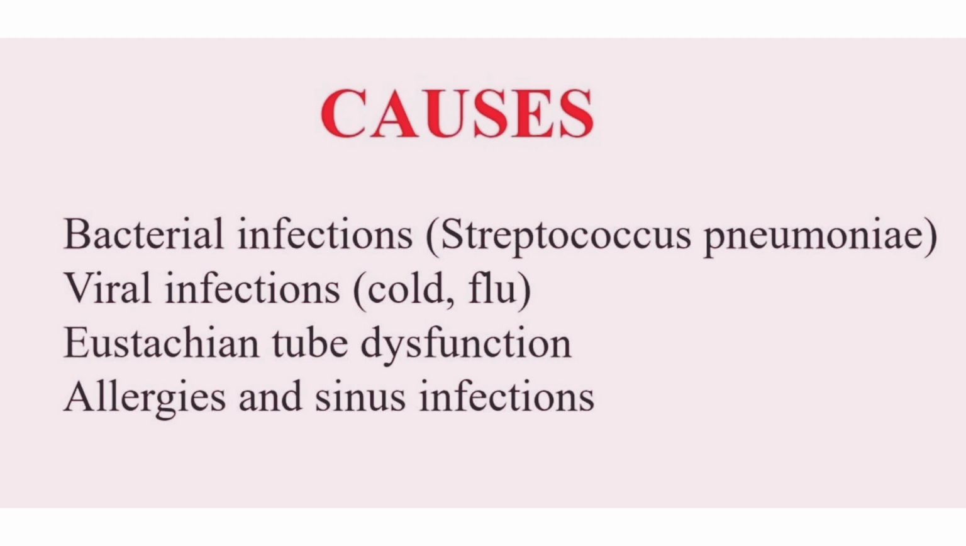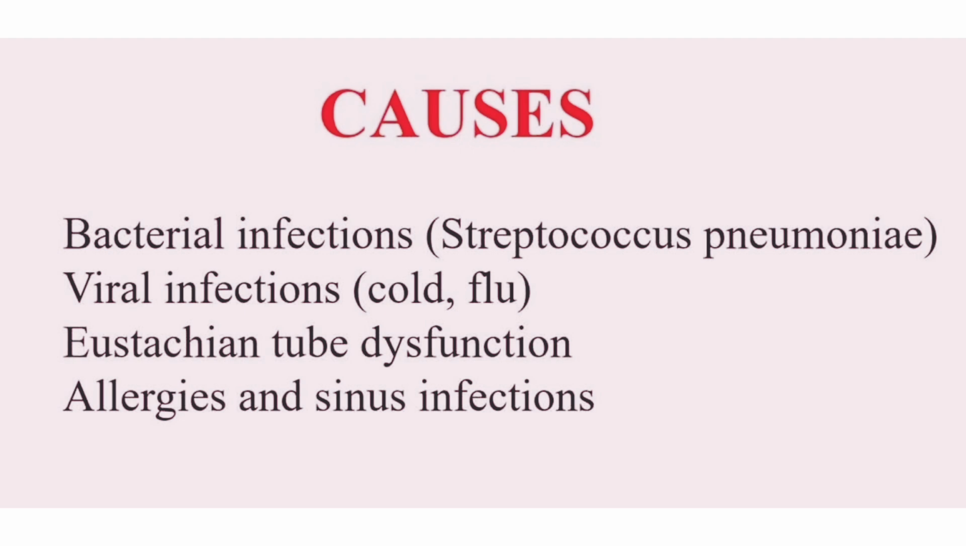Several factors can contribute to the development of otitis media, including number 1 is bacterial or viral infections. Bacteria or viruses can cause the middle ear to become infected, leading to inflammation and fluid buildup. Number 2 is Eustachian tube dysfunction. The Eustachian tube connects the middle ear to the back of the throat and helps regulate ear pressure. When this tube is blocked or not functioning properly, fluid can accumulate in the middle ear, increasing the risk of infection.